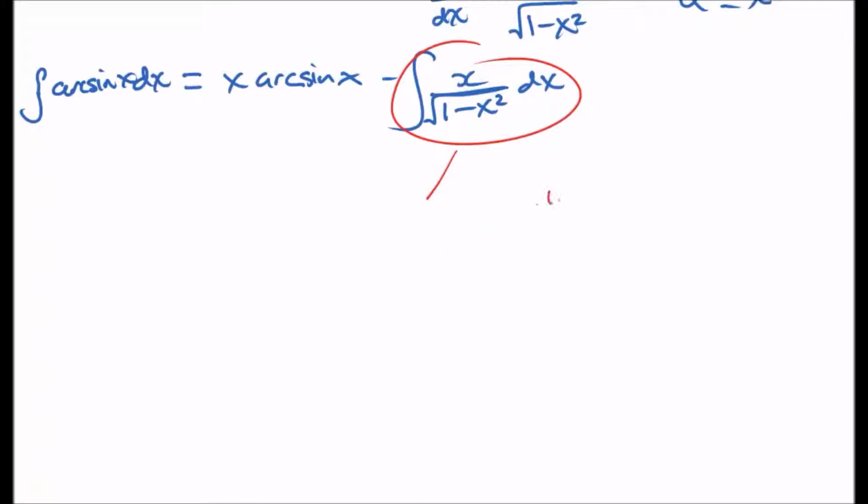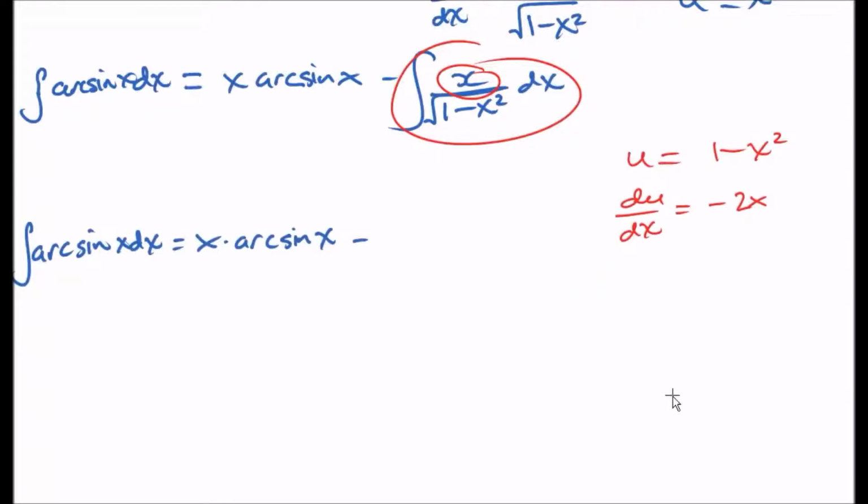So my substitution is going to be u equals 1 minus x squared, which means du dx is equal to negative 2x. And I can see here I've got x, and I'm going to replace that using this substitution. So how does my substitution work out? So 1 minus x squared is u. So I've got root u on the bottom, x dx, which I can replace with minus a half du.